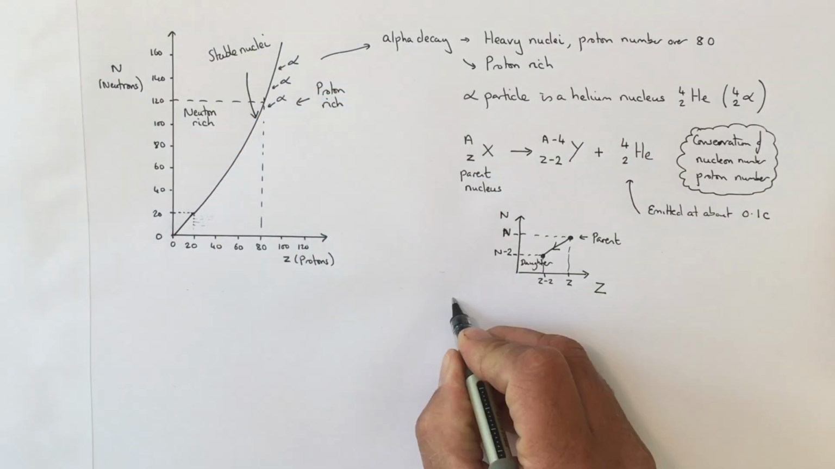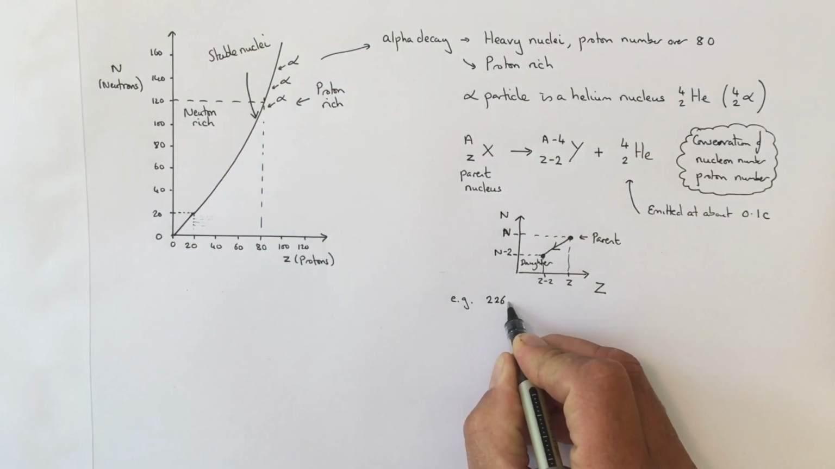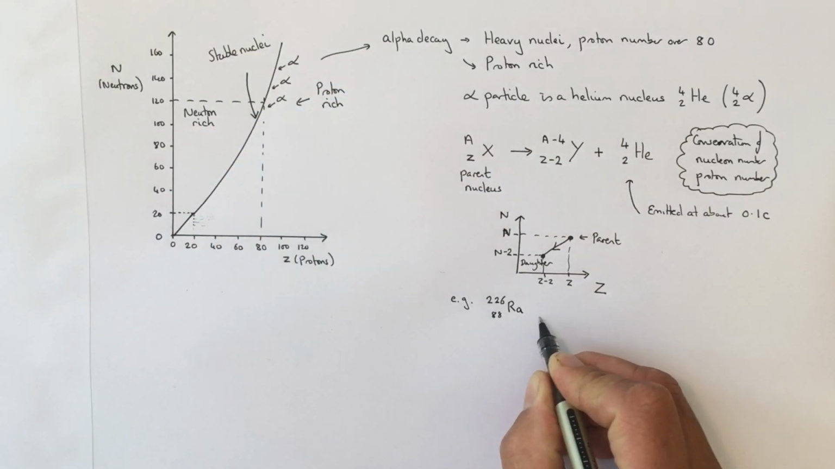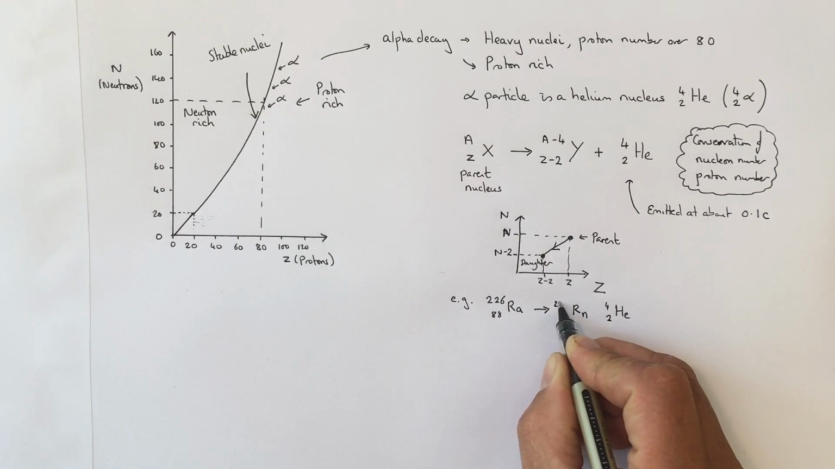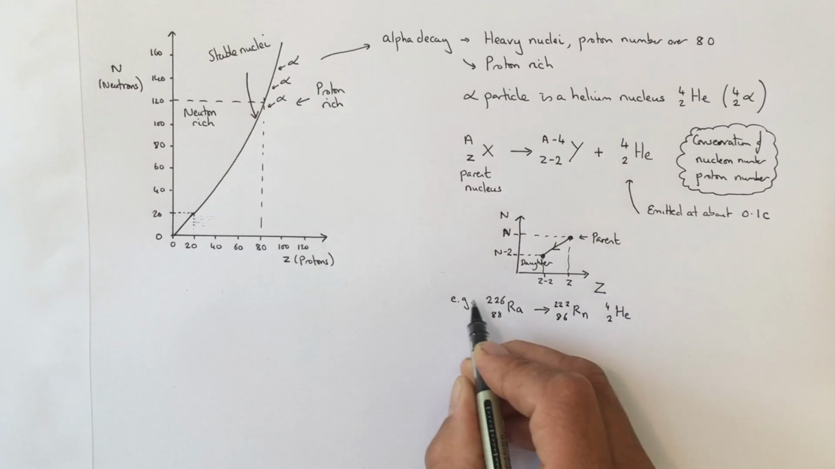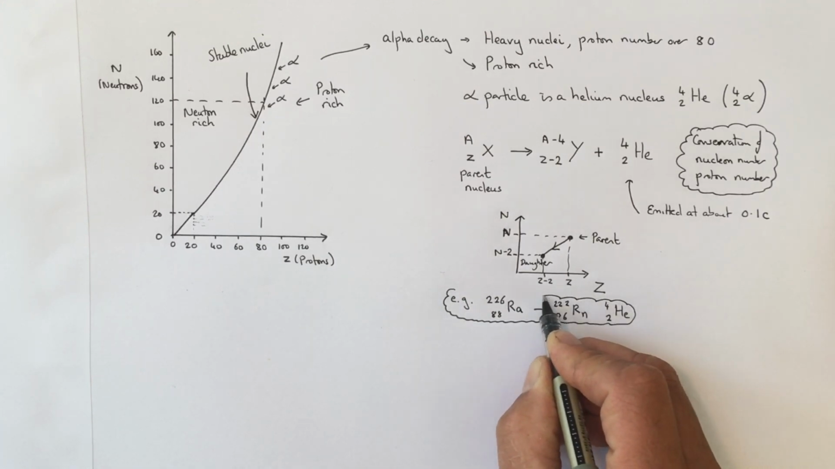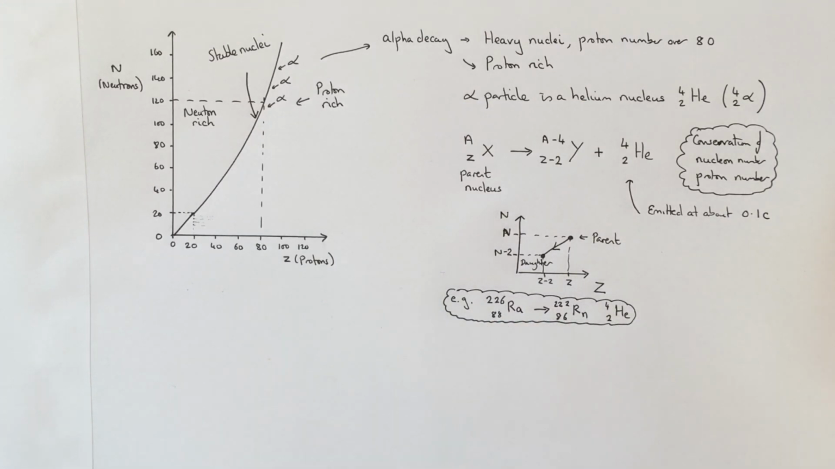A quick example of alpha decay is radium into radon. You'll always be given what it decays into. The key thing again is to draw down your alpha particle first, and then you can fit the numbers in.